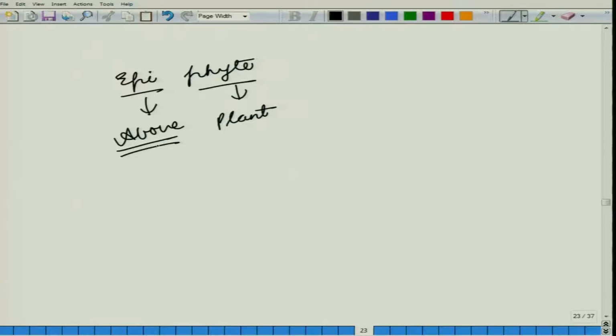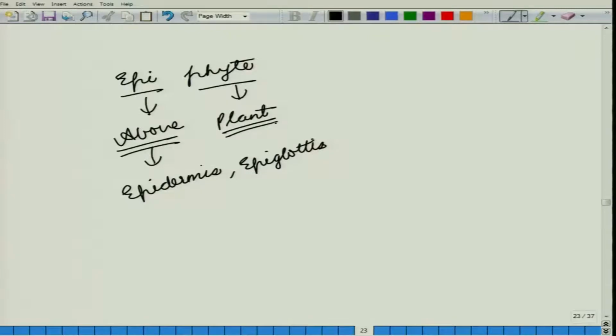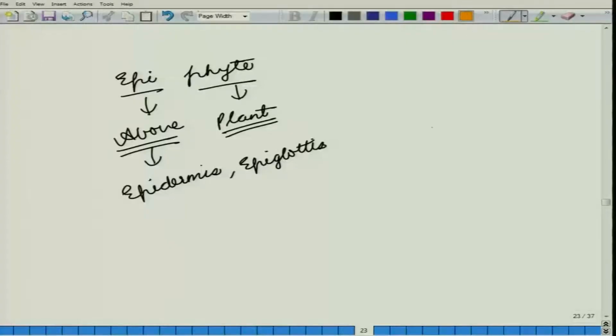So epi is found in things like epidermis or say epiglottis. So epidermis is the top layer of your skin, epiglottis is the structure that is formed above the glottis. Phyte is a plant. So epiphyte is a species that resides on top of a plant. So how does that happen? So let us consider this tree with some branches.